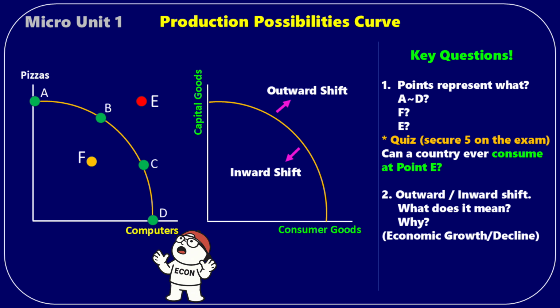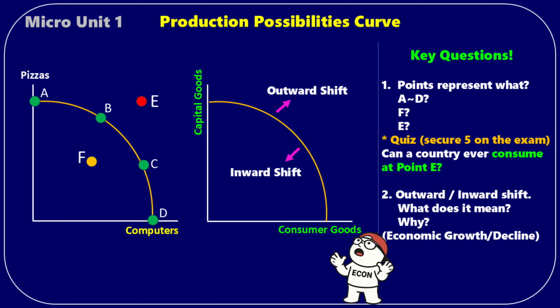But what about point F? Point F is inside the curve. This represents inefficiency. It's important to remember that at point F, the economy could be producing more of both pizzas and computers. But it isn't. This usually happens during a recession when there is high unemployment or when factories are sitting idle. Then we have point E, floating outside the curve. This point is currently unattainable. With our current technology and resources, we simply don't have the fuel to reach that level of production.